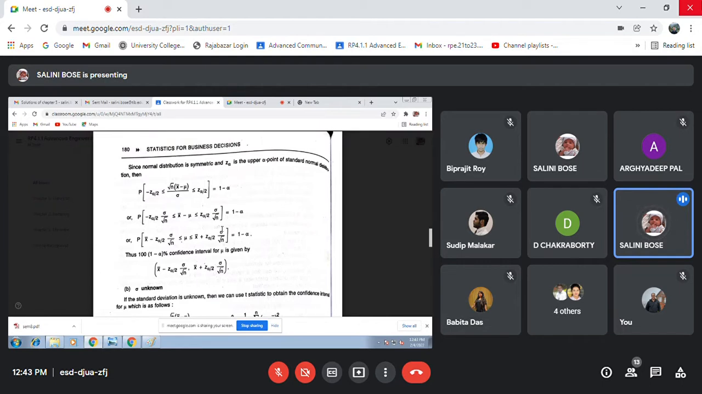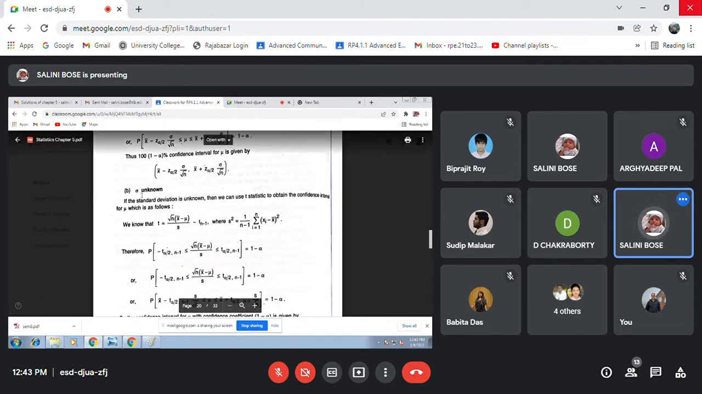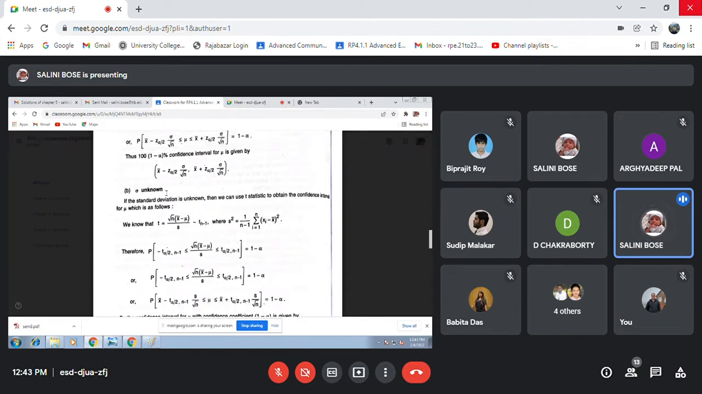So we can say the 100(1 minus alpha) percent confidence interval for mu is x bar minus Z alpha by 2 sigma by root n, comma, x bar plus Z alpha by 2 sigma by root n. So these are the two interval limits. And if sigma is unknown, we know that for unknown sigma we can use the T distribution or T statistic.